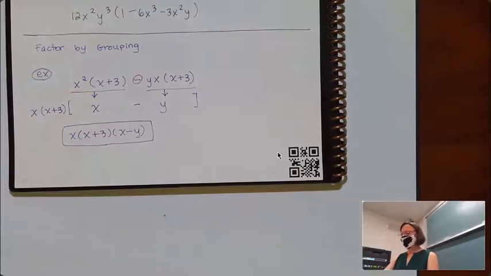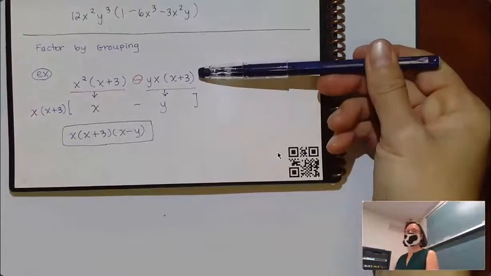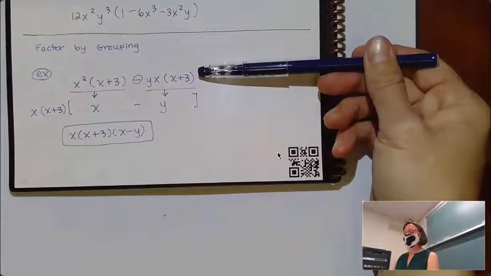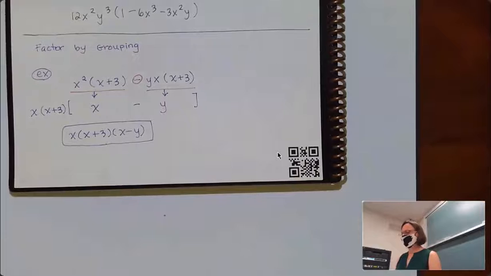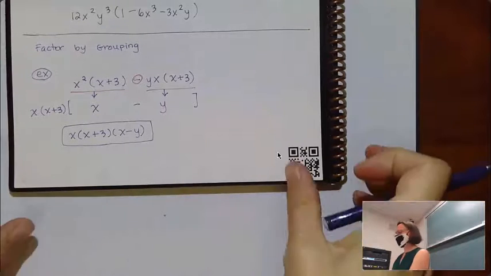Usually our factor by grouping problems do not start out already with these little groups together. So let's take a look at what happens when they're not nicely already started for us.